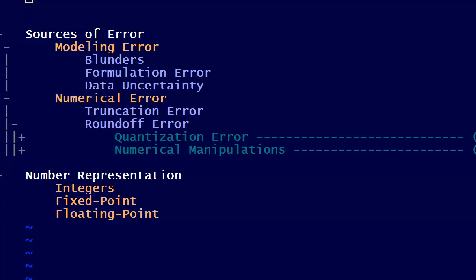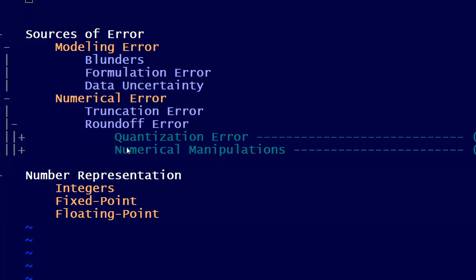All right, time for a quick recap up to this point. We introduced the fact that there are different sources of error, modeling error, numerical error, and we've been talking in detail about numerical error. In particular, we talked about round-off error, and actually we haven't talked about truncation error yet. We'll get there, but really the only one of these that we've covered so far is quantization error.